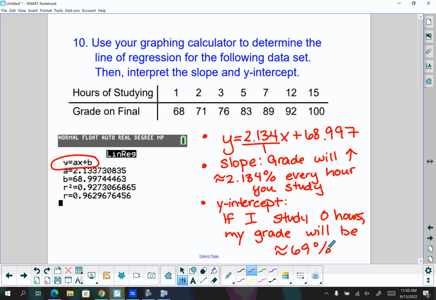Yes, question. Studying 1 hour. Right, so this is data. So if we were to graph this scatter plot, that's a good question, and this line, it's going to look something like this.